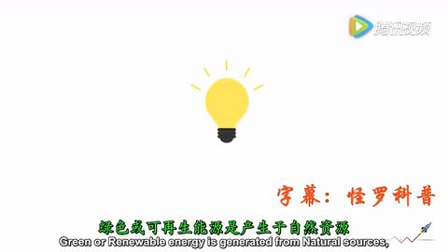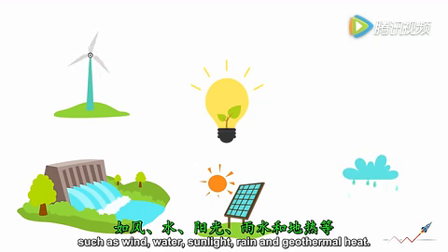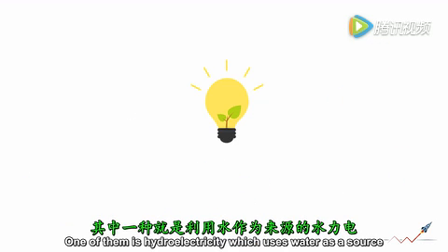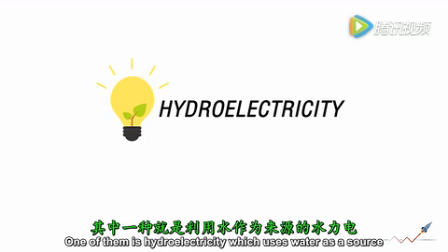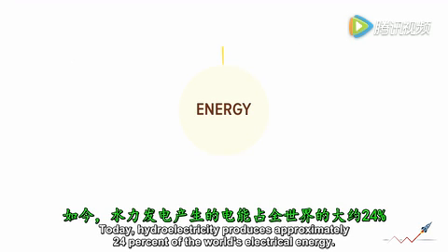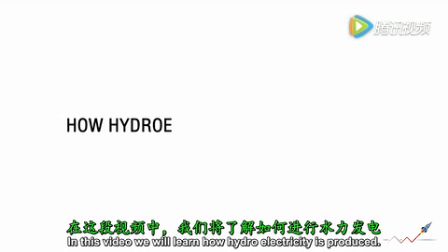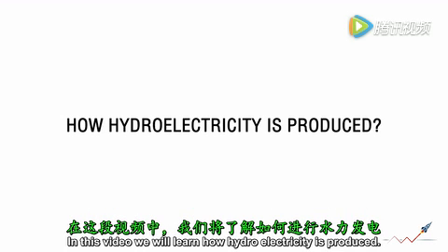Green or renewable energy is generated from natural sources such as wind, water, sunlight, rain, and geothermal heat. One of them is hydroelectricity, which uses water as a source and is generated in hydropower plants. Today, hydroelectricity produces approximately 24% of the world's electrical energy. In this video, we will learn how hydroelectricity is produced.